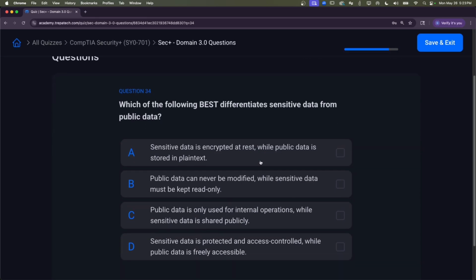Question 34. Which of the following best differentiates sensitive data from public data?